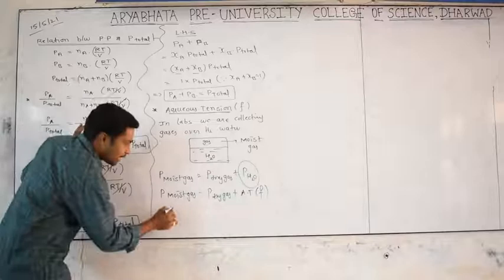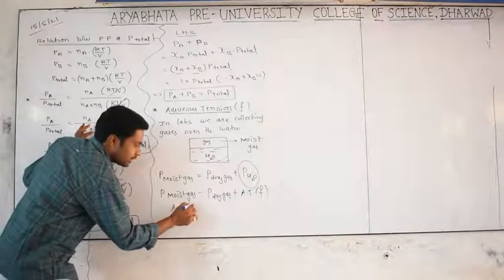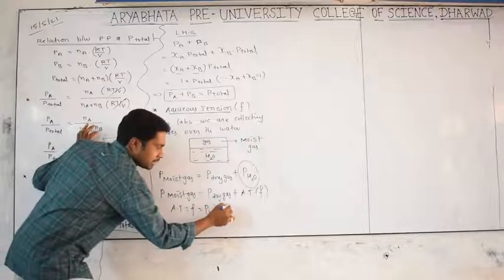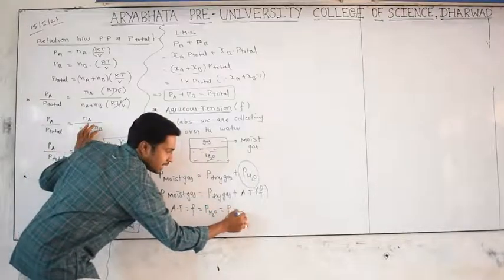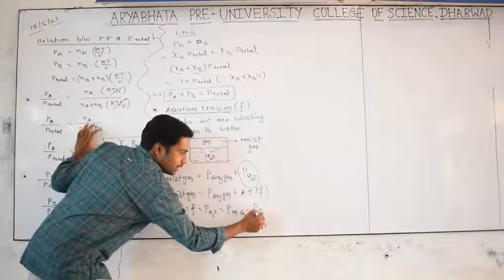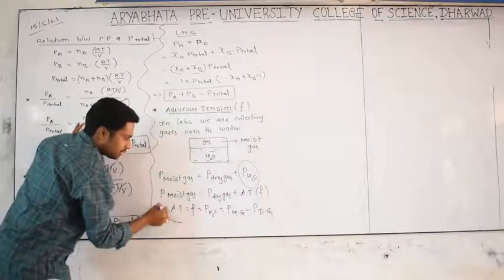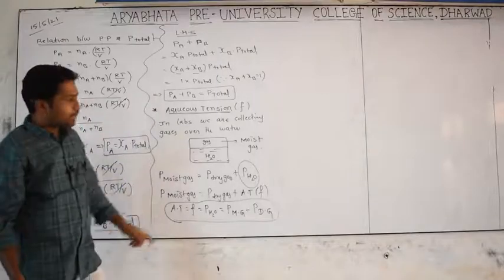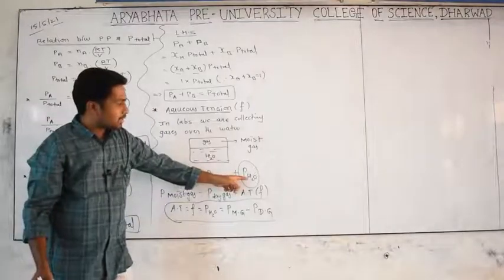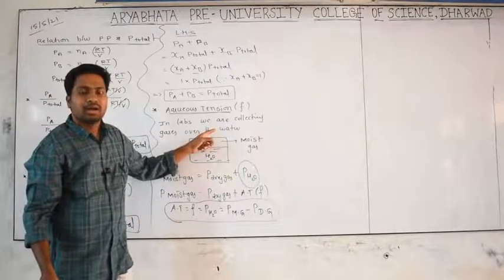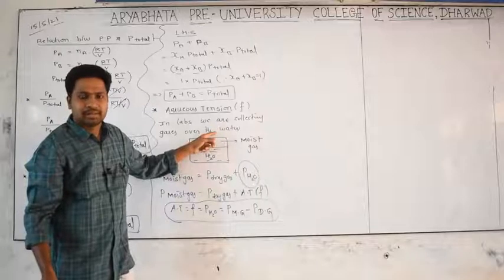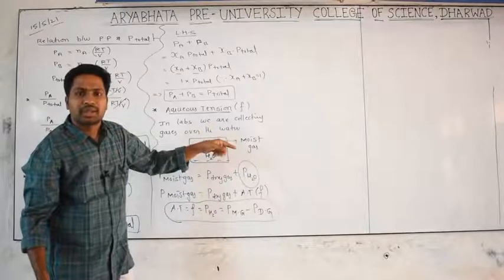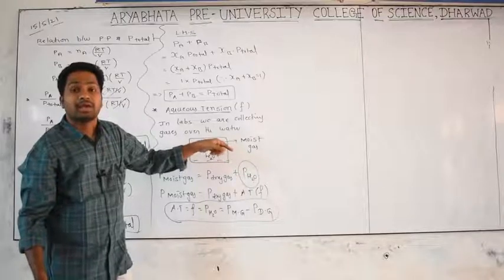I want to get the aqueous tension, which is nothing but the pressure of moist gas minus the pressure of dry gas. This is the formula for aqueous tension. What is the meaning of aqueous tension? It is the pressure exerted by the moisture in the moist gas. The pressure exerted by the water vapor in the moist gas is called aqueous tension.